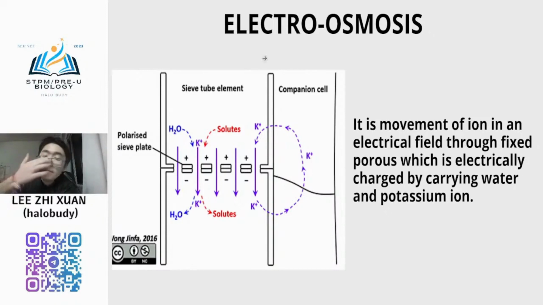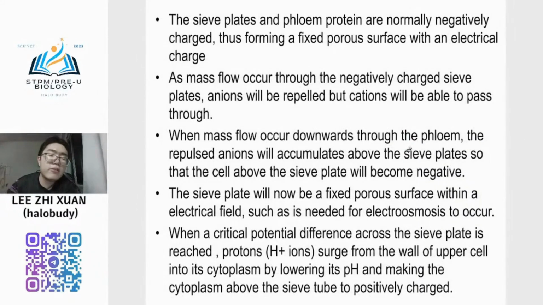Electroosmosis is the movement of ions in an electrical field through fixed pores with an electrical charge, carrying water and potassium ions. There are three main components involved in electroosmosis. One is the water molecule, another is solute, because for translocation we need to transport solute, right? And another one is potassium ion.